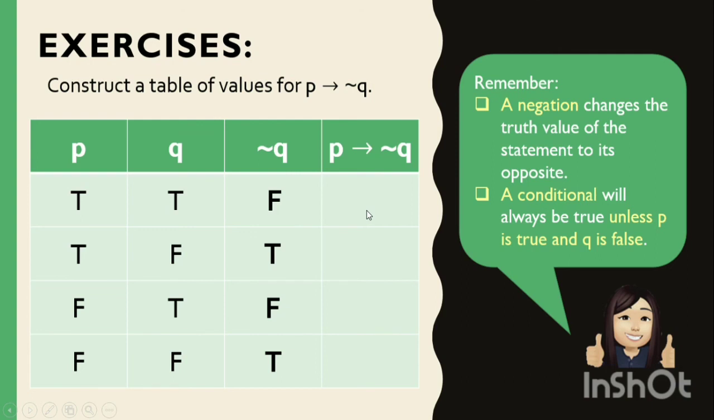That means P implies not Q is false. Next, P is true, not Q is true. So the whole statement will be true. P is false, not Q is false. So the whole statement will be true. And lastly, P is false, not Q is true. So the whole statement will be true. All clear?